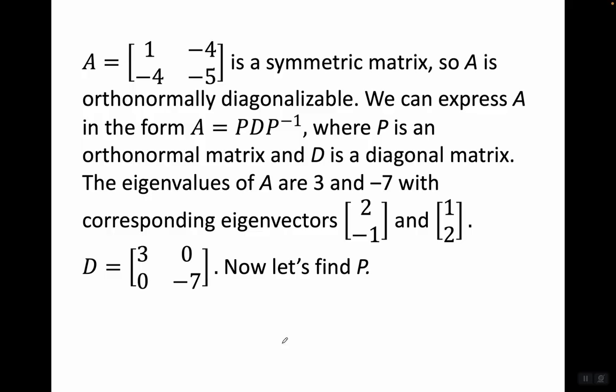We can express A in the form A equals PDP inverse. P is an orthonormal matrix, D is diagonal. The eigenvalues of this matrix, you can find those with a calculator or with Mathematica or Wolfram Alpha or whatever. The eigenvalues are 3 and negative 7 with corresponding eigenvectors (2, negative 1) and (1, 2). Okay, so this is our matrix of eigenvalues. That's D, 3, 0, 0, negative 7.